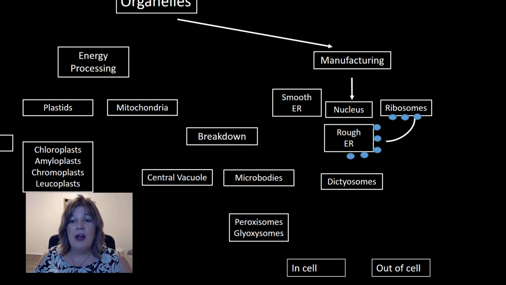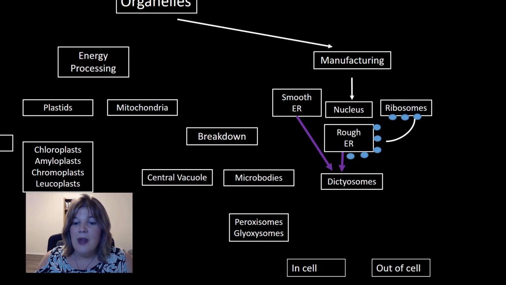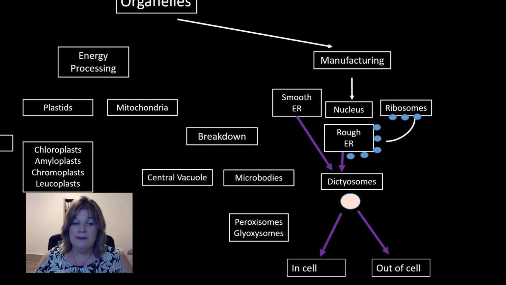Before we continue with rough ER, the smooth ER is responsible for making lipids. Almost all parts of the cell are going to be made up of lipids, since all the membranes, including the cell membrane and all the membranes around the organelles, are made up of phospholipids. So the smooth ER is super important. Some of the ribosomes float out in the cell, but most are going to be found right on the rough ER, and they are going to make proteins. Now those proteins will be trapped in transport vesicles and brought to the dictyosomes. From there, they can go to different parts of the cell or outside of the cell.